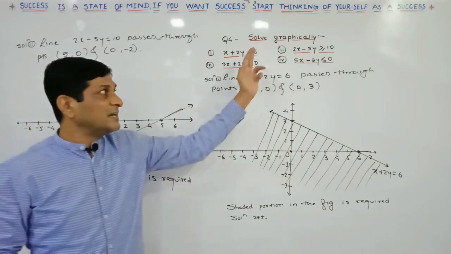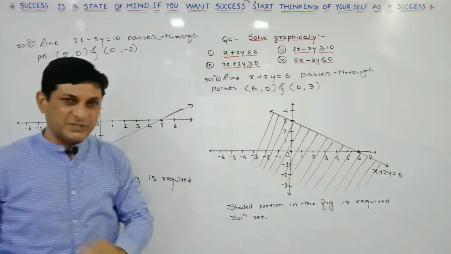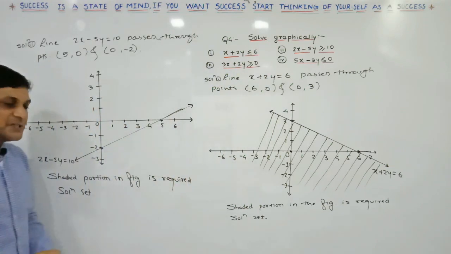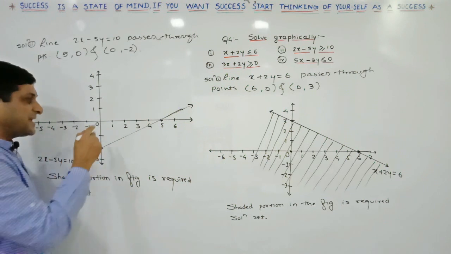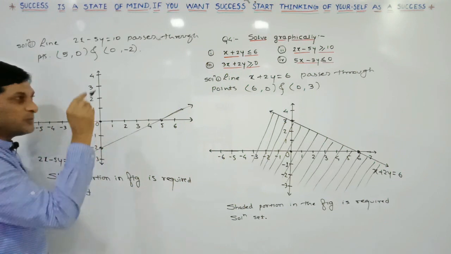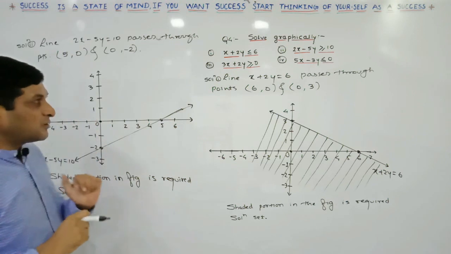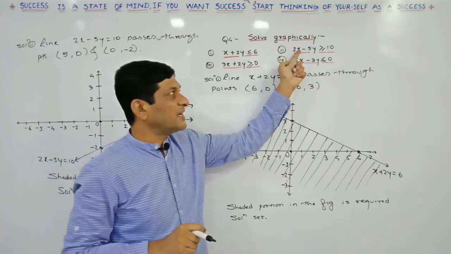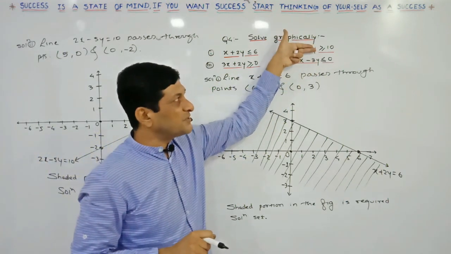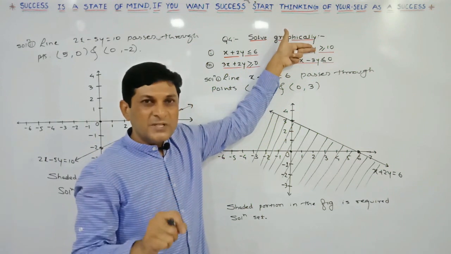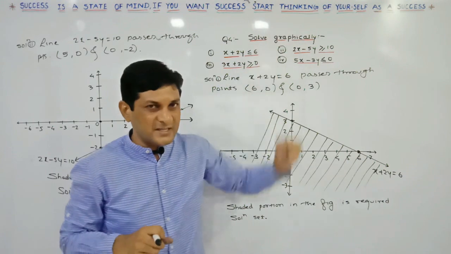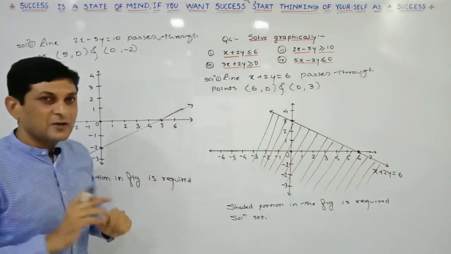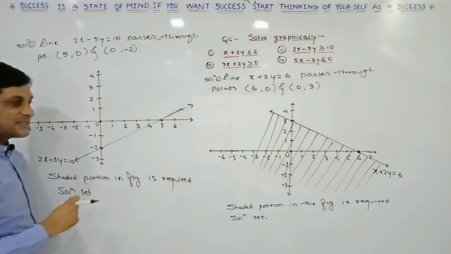Important condition, the number on this side should be what? Positive. At that time only these conditions are satisfied. So we will check it by substituting the coordinate of origin here. What are the coordinates of origin? 0, 0. If we substitute x as 0 and y as 0, this side will become 0, means 0 is greater than or equal to 10. Is it true or false? Definitely 0 is not greater than 10, means the coordinate of origin does not satisfy this inequality.